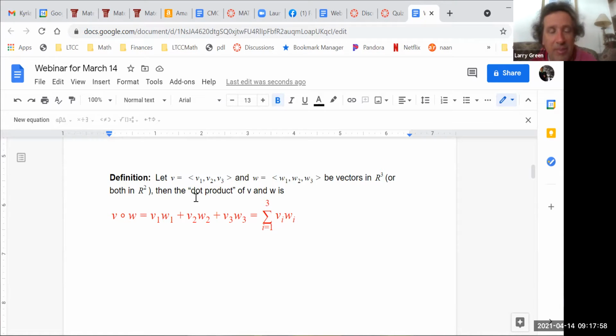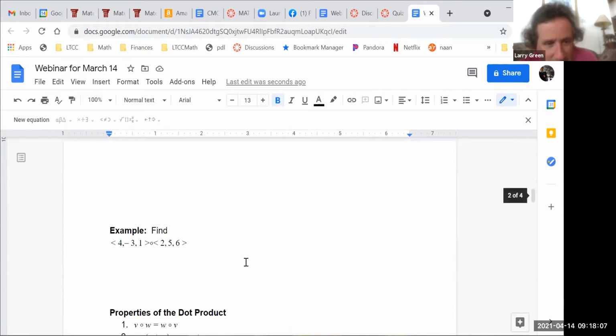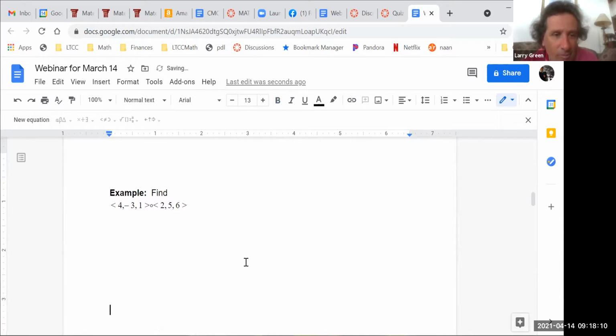Any questions on this big definition? Okay, doing it is easy. So let's take a look. I think I'm going to let you try because it's so easy. I bet you can all do it. So let's see if you can take the vector 4, -3, 1 and dot it with 2, 5, 6. I recommend doing it on paper, because there's some arithmetic to do and it's easy to make mistakes in arithmetic.